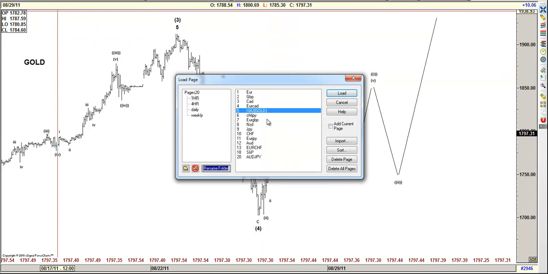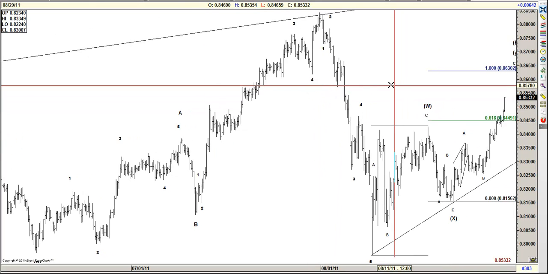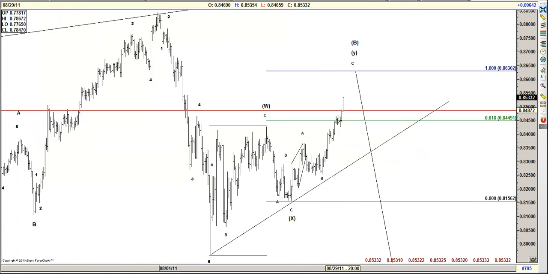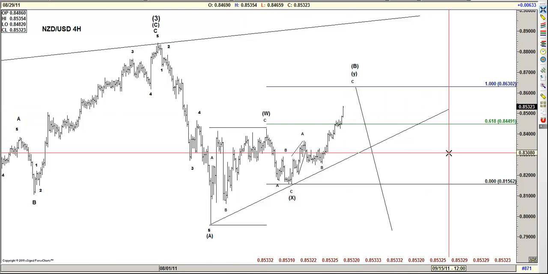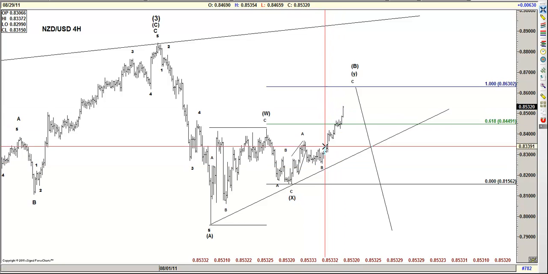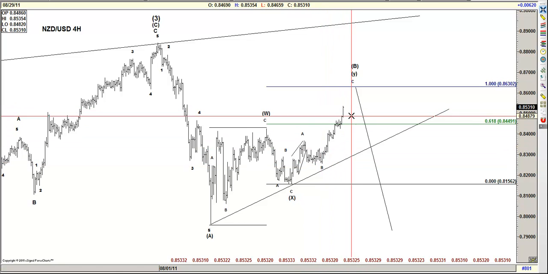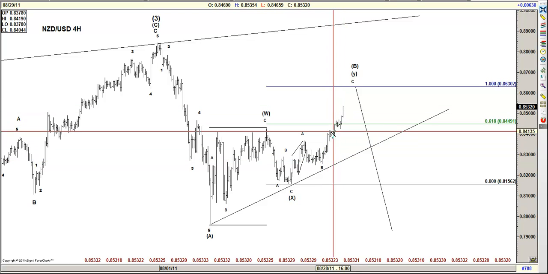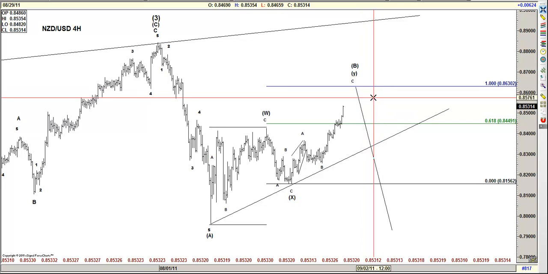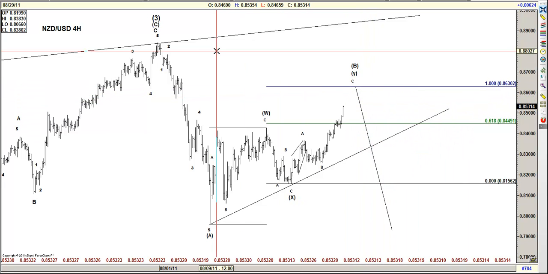Now let's take a look at New Zealand and the Aussie, because I know many clients love those pairs. New Zealand, we see a move that most likely is looking for the area around 86.30. We need 5 waves in New Zealand from here, and there is no single bit of divergence, which is telling me that we are still within wave 3 right here. We need a 4 and a 5. My likable area to sell it is 86.30 in New Zealand.